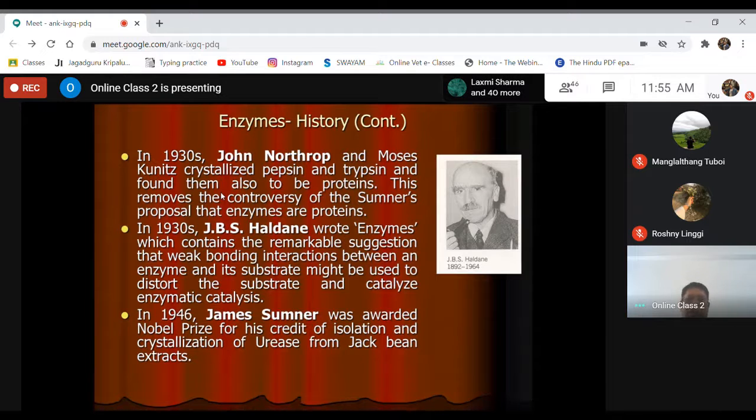So this removed the controversy around Sumner's proposal that enzymes are proteins. There was some controversy when James Sumner proposed that enzymes are proteins. In the subsequent finding, John Northrop and Kunitz found that the two enzymes are also proteins in chemical composition. So that removes the controversy.